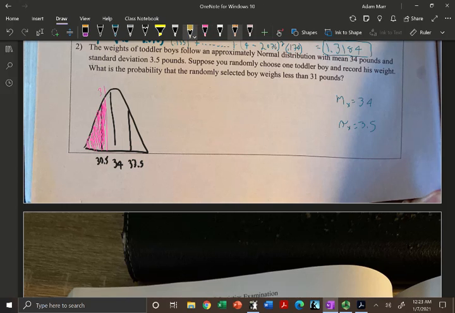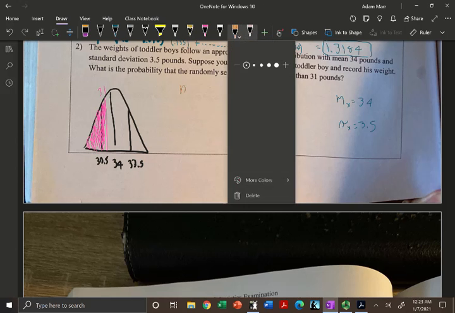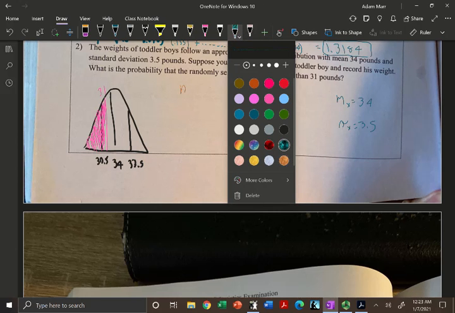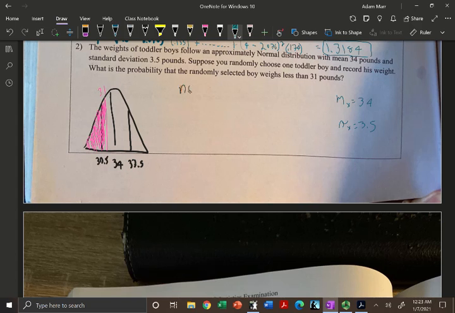So I'm going to say right here, normal CDF. Remember how we do this, we can just look at the graph. We have the lower, and I always just put negative 10,000 there. Upper is of course going to be 31. The mean is right there, which is 34. And my standard deviation, just put SD, and that's 3.5. So I'll enter that into my calculator.